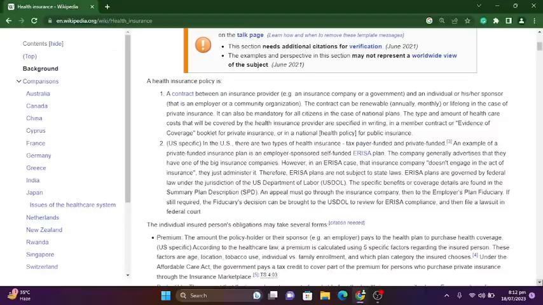Premium: the amount the policyholder or their sponsor, for example an employer, pays to the health plan to purchase health coverage. US specific: according to the healthcare law, a premium is calculated using five specific factors regarding the insured person. These factors are age, location, tobacco use, individual versus family enrollment, and which plan category the insured chooses. Under the Affordable Care Act, the government pays a tax credit to cover part of the premium for persons who purchase private insurance through the insurance marketplace.